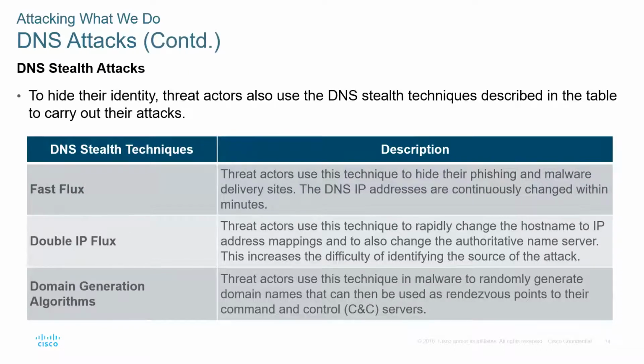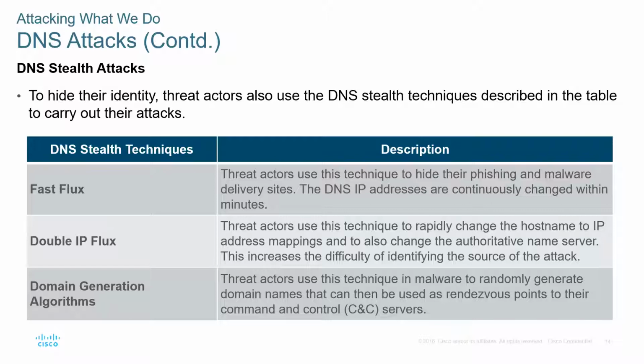There are what are known as stealth attacks, and the idea here is to hide their identity. One technique they use is called fast flux. This is where they hide their phishing and malware delivery. Typically, this is continuously changed within minutes. What they're doing is randomly keeping everything moving in the network. You can have a double IP flux, where they rapidly change the hostname to IP address mappings back and forth, and it can also change the authoritative name server. It increases the difficulty of identifying the source of the attack.